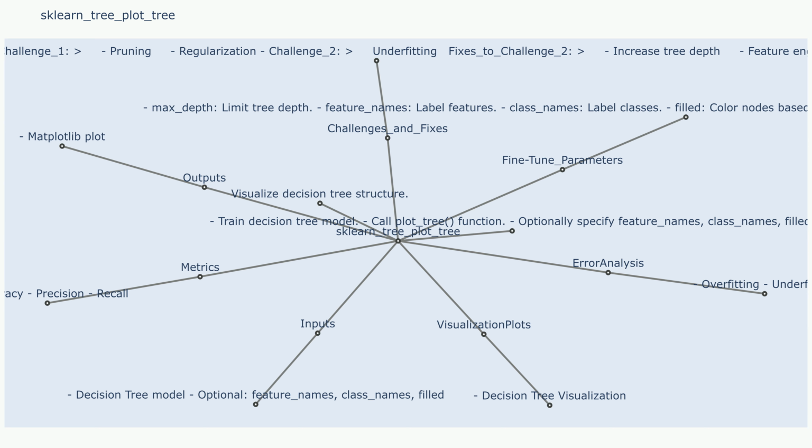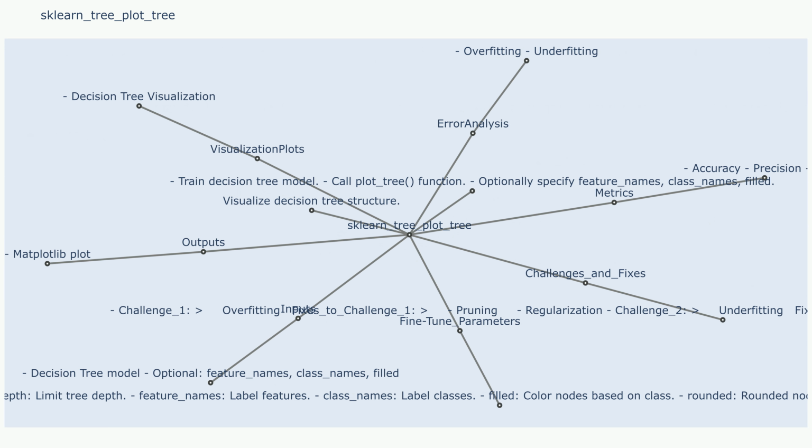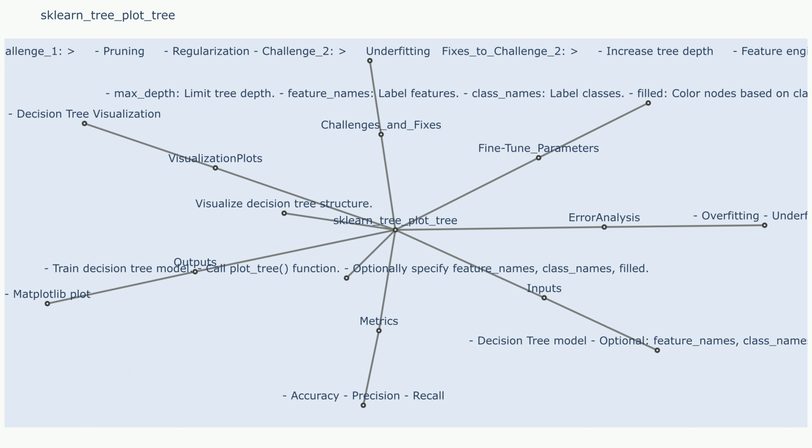Rounded determines whether the node corners are rounded. Precision specifies the decimal places for numerical values. Fontsize controls the font size for text. Impurity determines whether to display the impurity measure at each node. Node IDs shows or hides the node IDs. Proportion controls the display of the sample proportion at each node. Rotate rotates the tree for better visualization. Feature names labels nodes and branches with feature names. Class names labels leaf nodes with class names. Uncertainty methods: not applicable. Challenges and fixes.